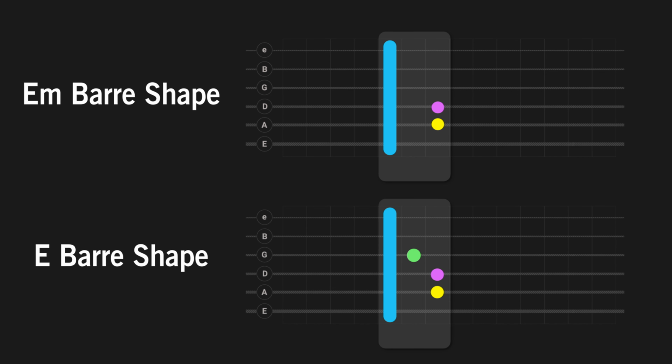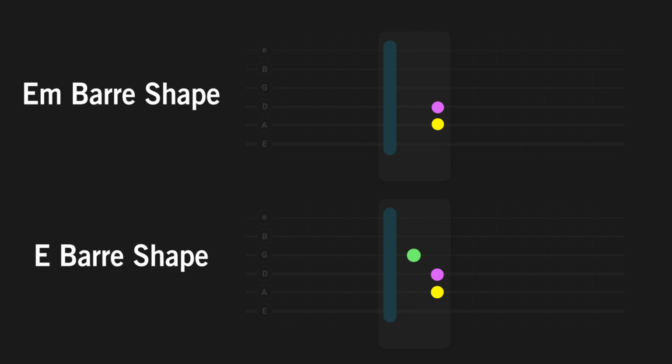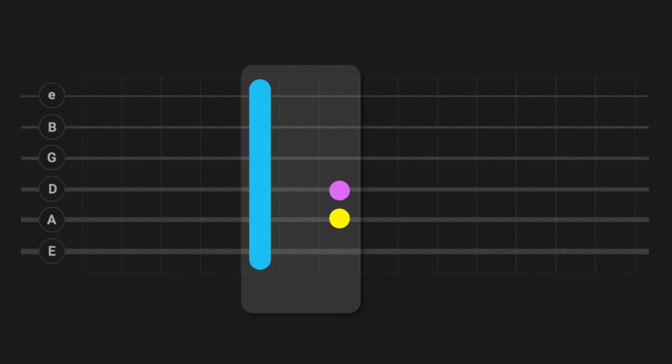Bar shape names. So now that you've learned both the E minor bar shape and the E bar shape, it's quite useful to know that all bar shapes actually derive from their respective open chords. And there is some great logic here. Let's take the E minor bar shape, for example.